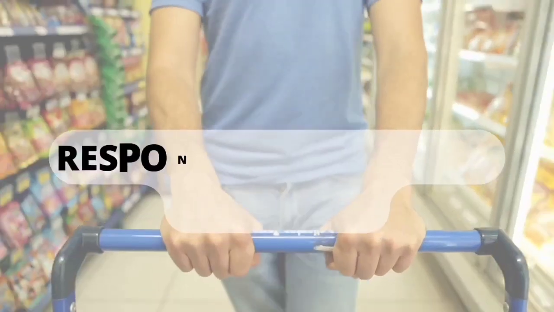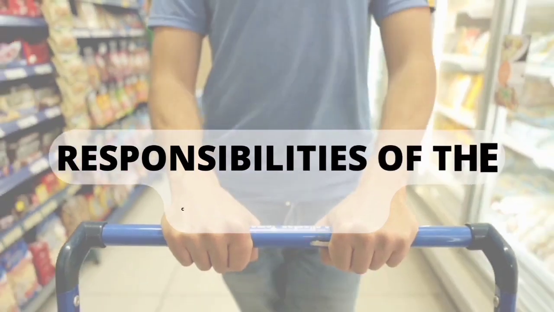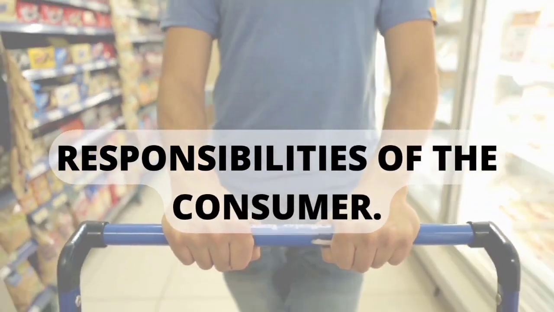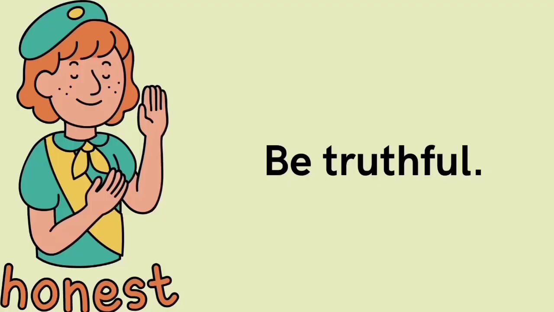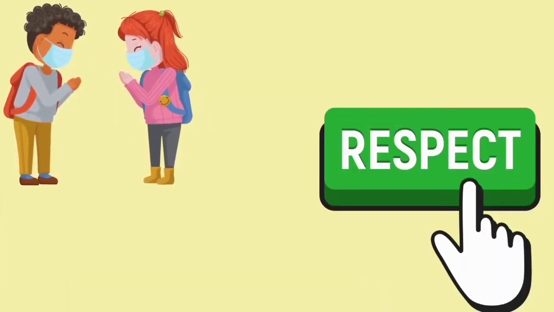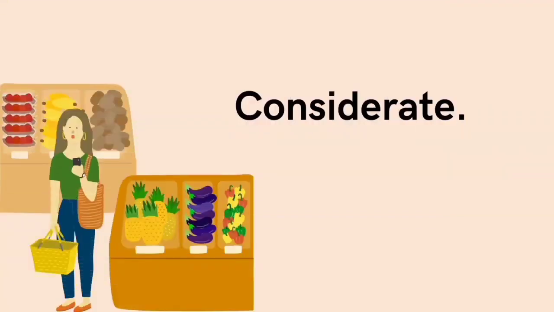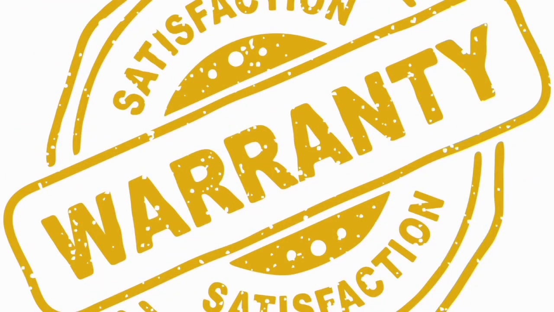Next, we are going to be looking at the responsibilities of the consumer. What are your responsibilities as a consumer? Number one, you have the responsibility to be honest. You have to be truthful in all your dealings. Next, you have to be responsible. You have to be respectful. You have to be polite. You have to be considerate to your trader. And also you have to learn to keep your warranty card and also use it when necessary.